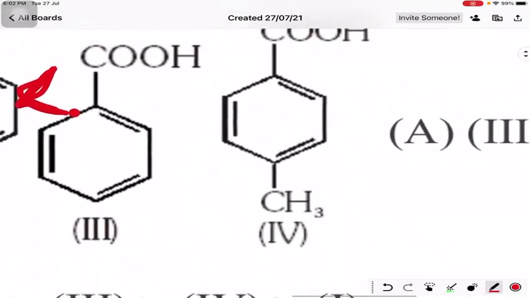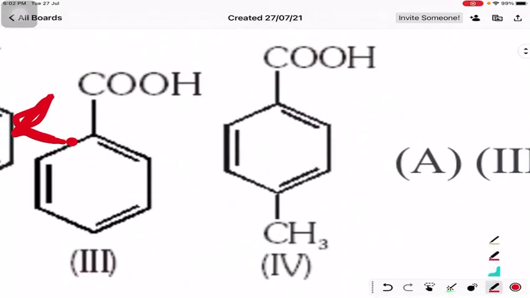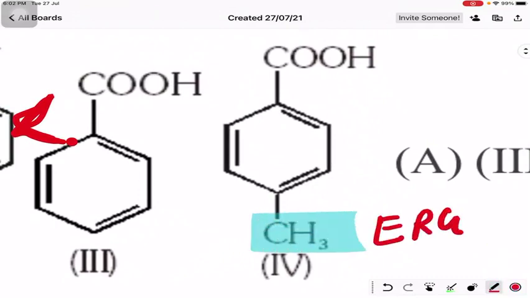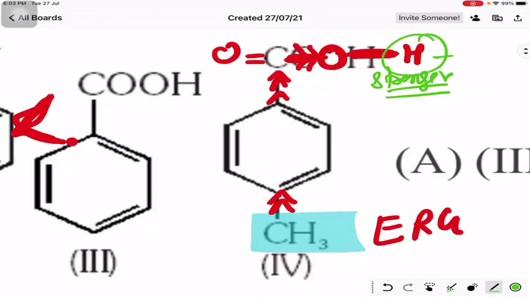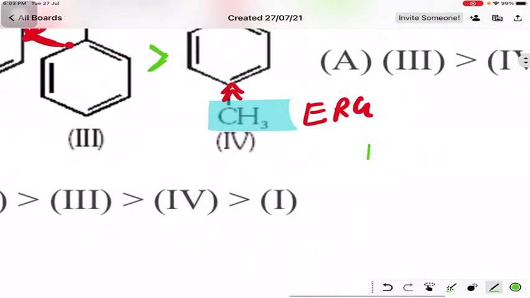Now out of 3 and 4, which one is stronger? The difference is a group attached here at para position, and it is an electron releasing group. So it will increase electron density on the CO bond, which in turn increases electron density on oxygen, and oxygen will not withdraw electron density from the OH bond, meaning this bond will be comparatively stronger. If it is stronger, it will not easily furnish H positive, so furnishing will decrease. As a result, this will become the weaker acid. So the order must be 3 is stronger than 4.